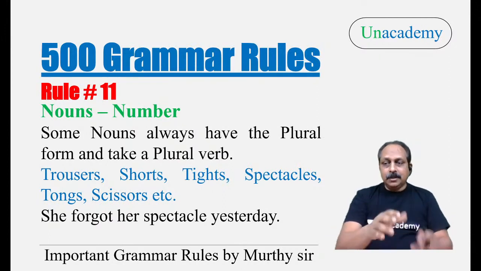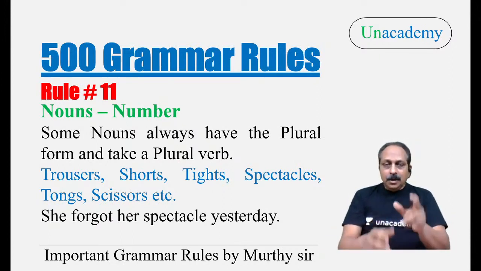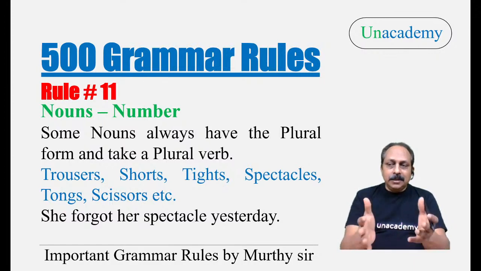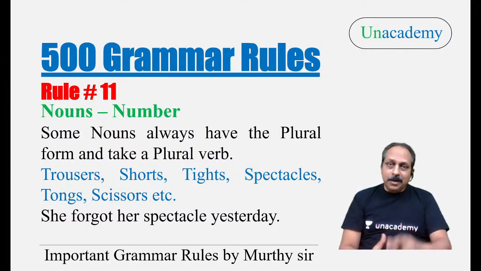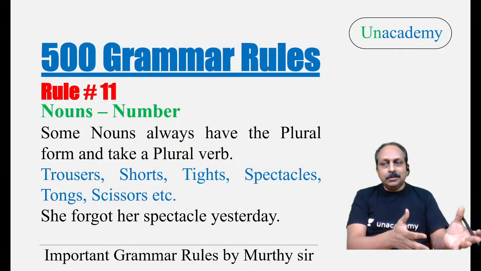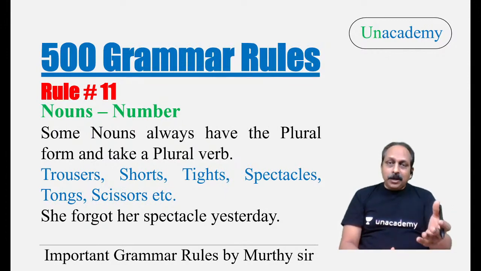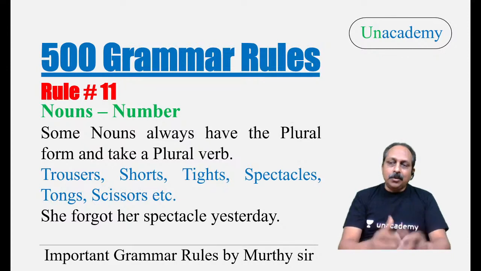There are two dimensions. When it comes to this particular rule, there are two dimensions in which you can test your knowledge. One, verb related. Second, form related. This example goes with the form. Verb related, listen to me. A lot of people say, where is my trousers? Is it right or wrong? Just answer my question. She forgot her spectacles yesterday, that is a right sentence. If I ask the question, where is my trousers? Right or wrong? It is wrong.